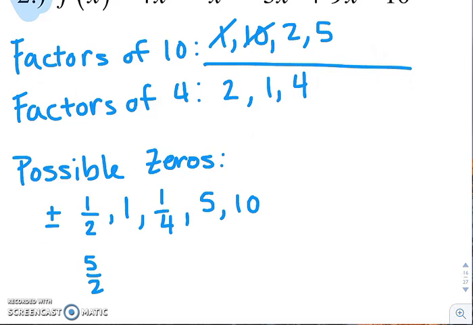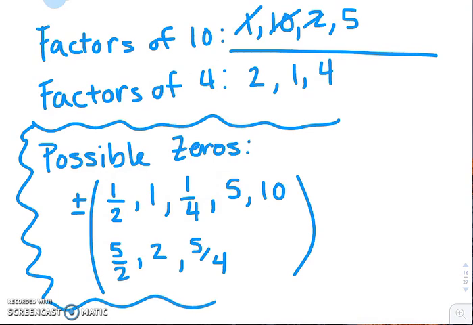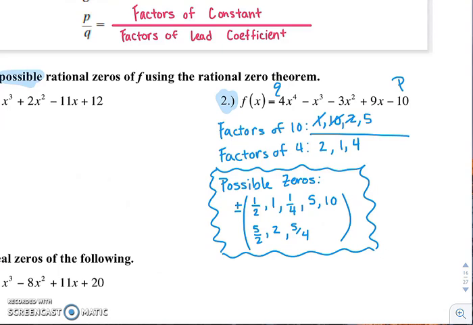Then your 2. 2 over 2 is 1. We already have that. 2 over 1 is just 2. 2 over 4 is 2/4 or a half. We already have that. Then the 2 is gone. 5 over 2 is 5/2. 5 over 1 is 5. We already have that. So then the last one would be 5/4. So positive and negative, all of those values are possible zeros or possible solutions to this polynomial 4x to the 4th minus x cubed minus 3x squared plus 9x minus 10.